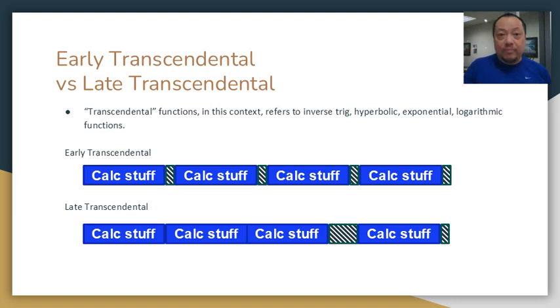However, there is a difference at the end of Calc 1. Halfway through the sequence, the late transcendental people have learned more calculus, but they haven't applied any of it to inverse trig, hyperbolic, or exponential and log. The early transcendental people have applied all of that, but they know less calculus. No big deal, both will catch up at the end of Calc 2.